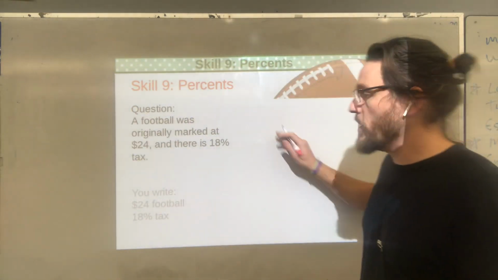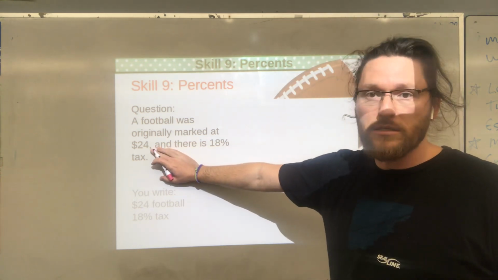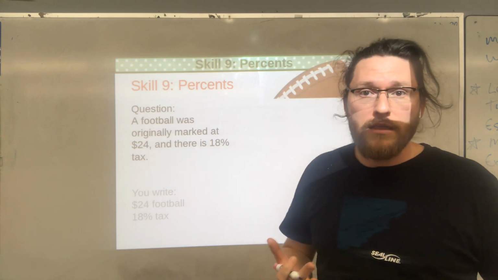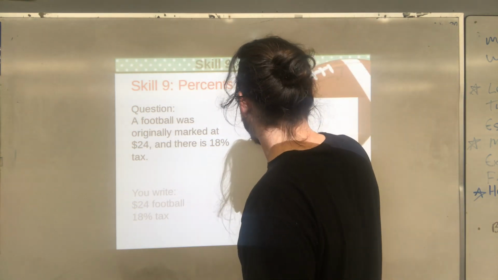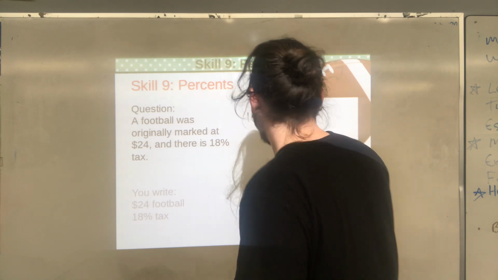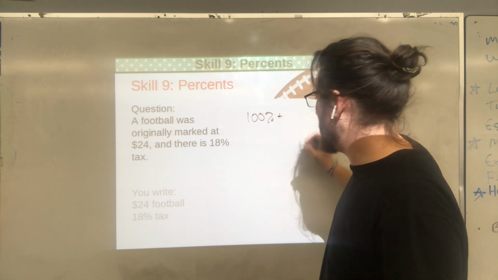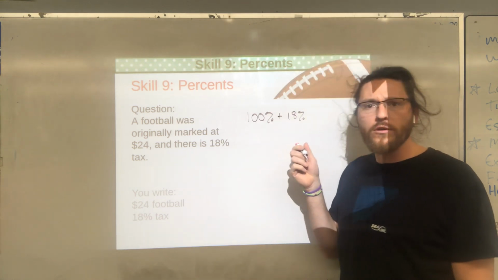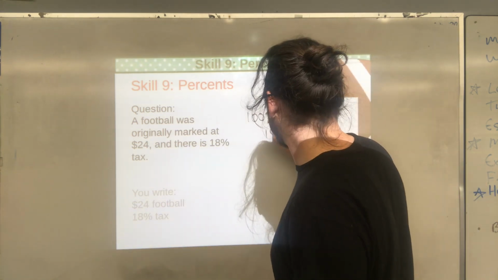Okay, so we could do this the way we did it yesterday, where we find out what 18% of our original is, and then add it back into the 24. Or we can try this with this new method, right? We're starting with 100%. That's the cost of the football. We have to pay the whole thing, plus we're adding in an 18% tax, right? So what's the total that we're going to have to pay here? Well, hey, we're going to have to pay 118%.